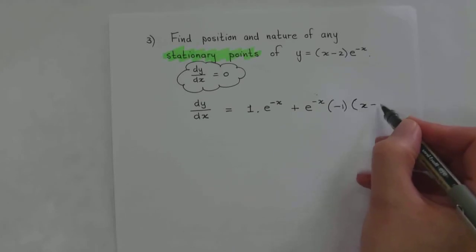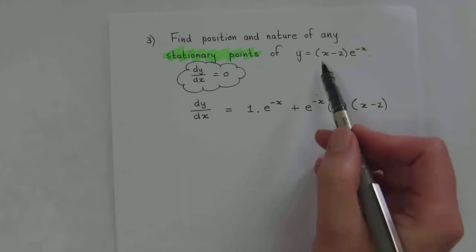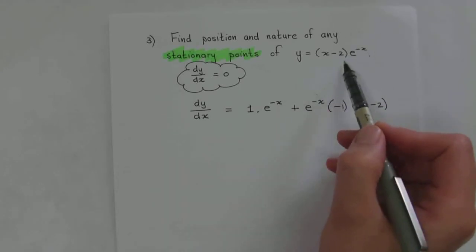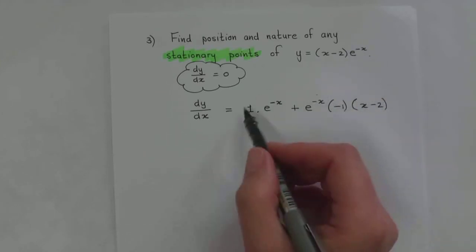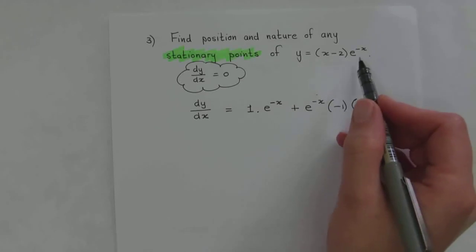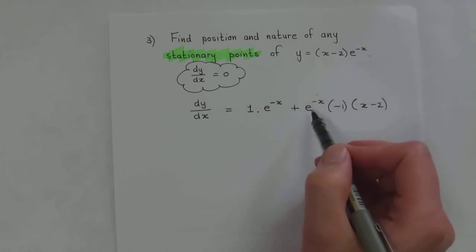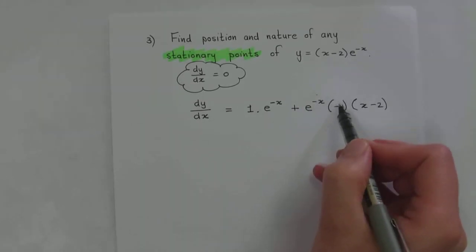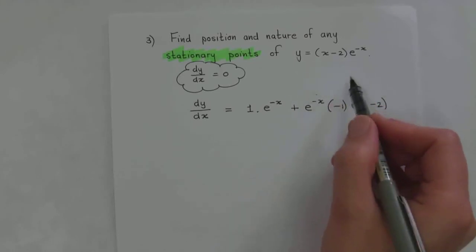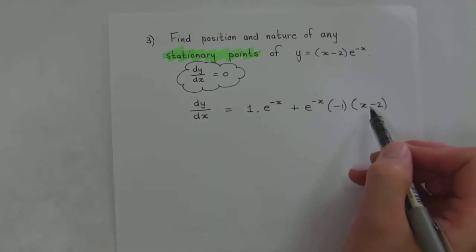So x minus 2. So let's check that again. Product rule. That is the first function, that is the second function. So I find the derivative of x minus 2, which is 1, times the second function, no changes there. Then I find the derivative of the second function, which is e to the power of negative x, and then I have to multiply by that inside function's derivative, which is negative 1, and then this one I just multiply to finish the product rule.